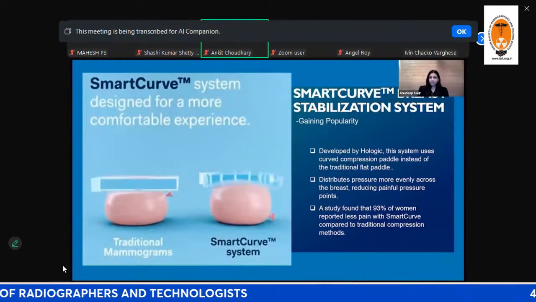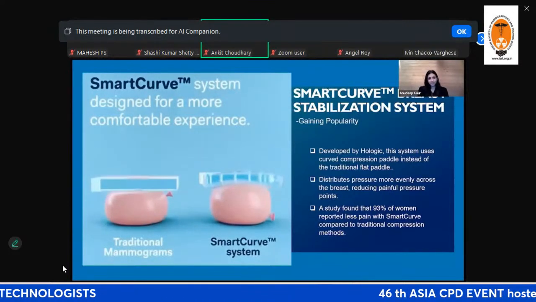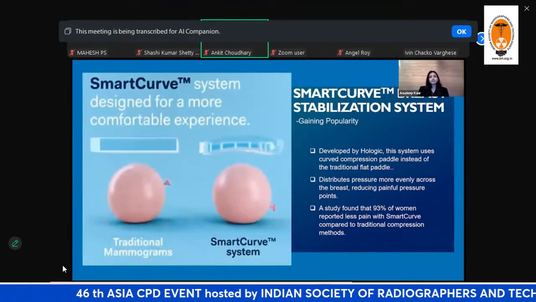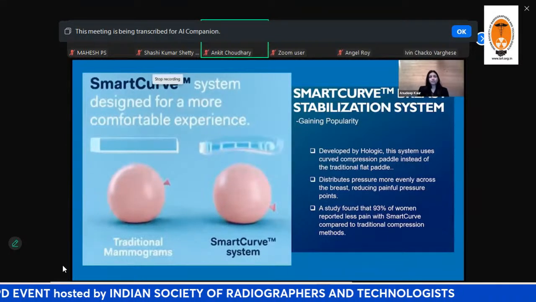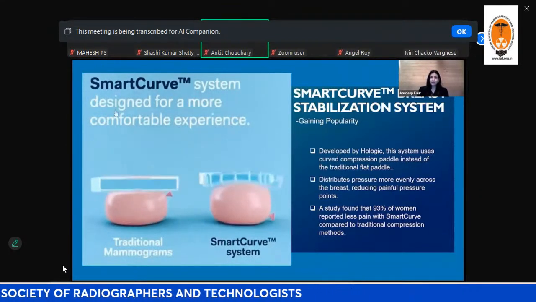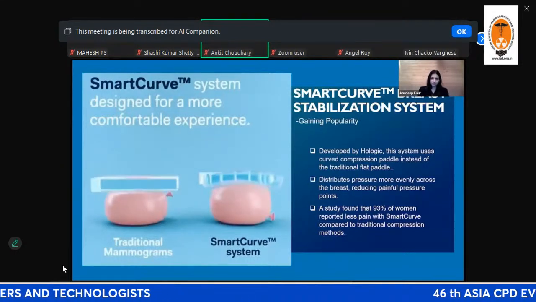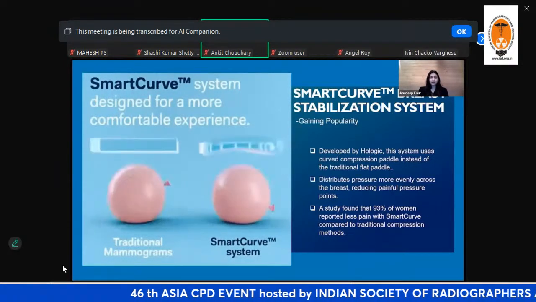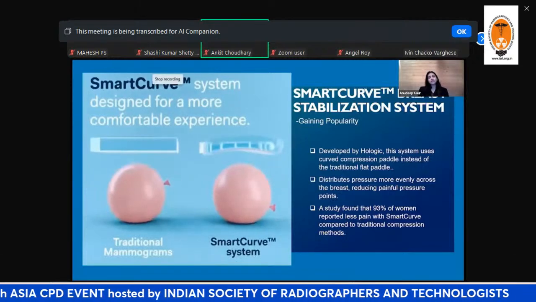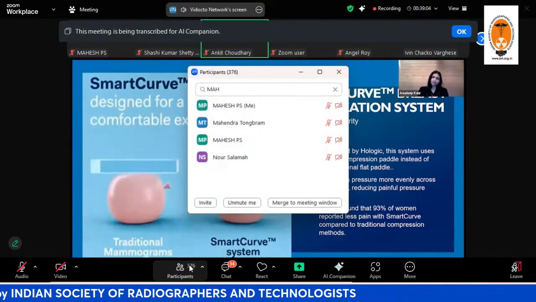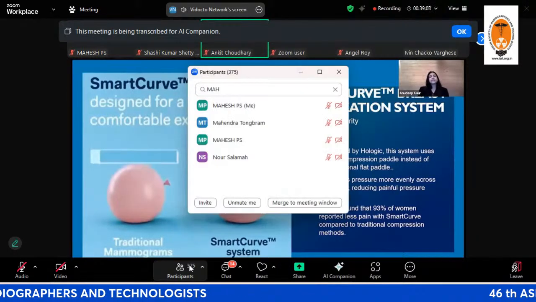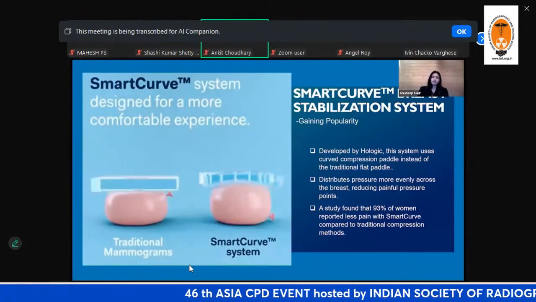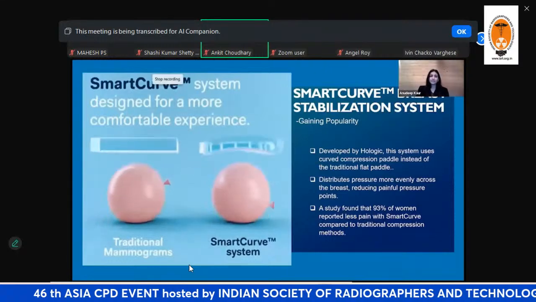Another new technology that we come across is the smart curve system, which is designed by Hologic, and it is also gaining huge popularity among the upcoming innovations. Earlier we used to have a flat paddle which would compress the breast tissue. Given the shape of the breast tissue, we could not adjust the compression evenly across it, right? Now with the curve, which is designed to fit the shape of the breast tissue, we are able to give an even compression across the entire breast volume, right? So this is also gaining a lot of popularity, and people are opting for something like a smart curve.